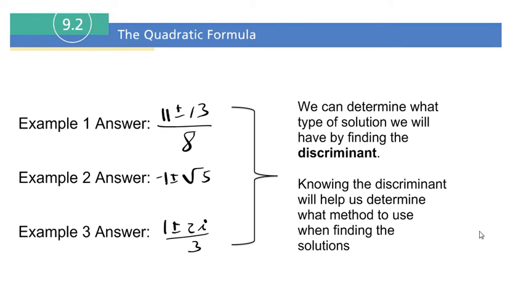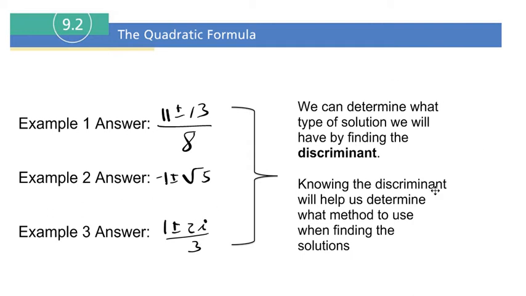Okay, now in this next example that we're going to do here, what I want to do is show you a relationship between these answers and something that we're going to use called the discriminant. In example 1, the answer we got was 11 plus or minus 13 over 8. Example number 2, our answer was negative 1 plus or minus radical 5. And in example 3, the answer was 1 plus or minus 2i over 3. So these are the answers that we got for each of these examples.